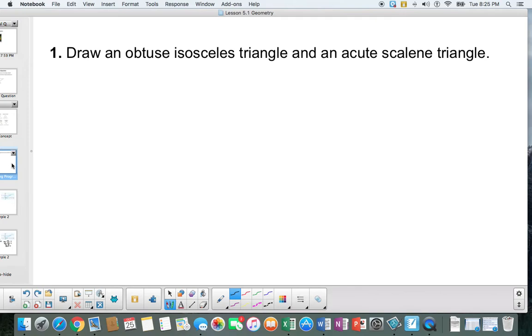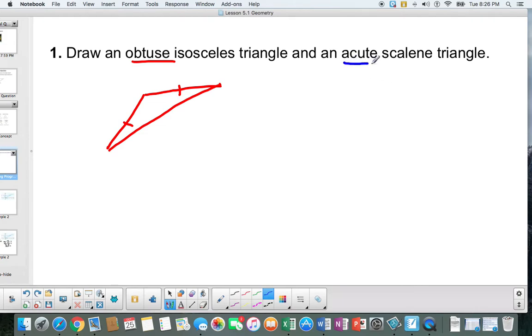All right, let's go ahead and draw an obtuse isosceles triangle. Obtuse means I will make sure that there is an angle that is larger than 90. Isosceles means I want to make two of them the same, and then I can make the third one. So this is an example of an obtuse isosceles triangle.